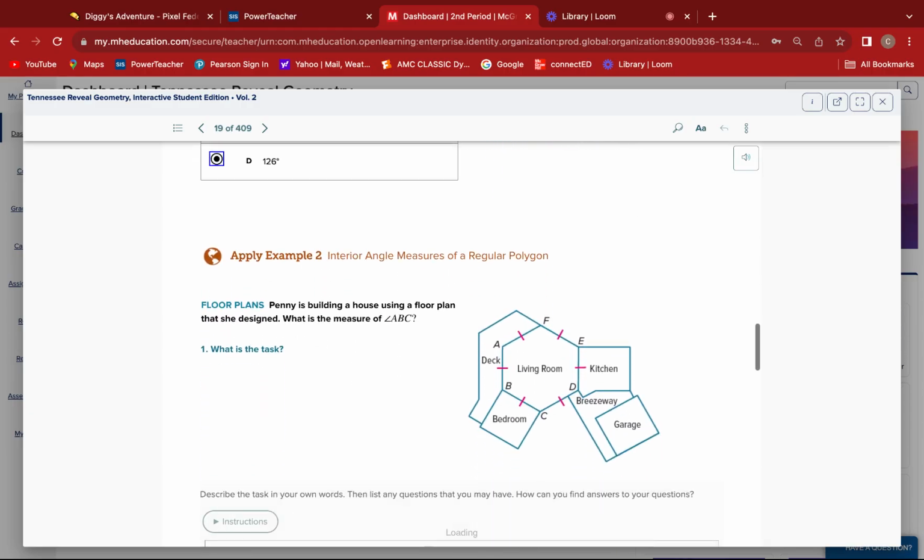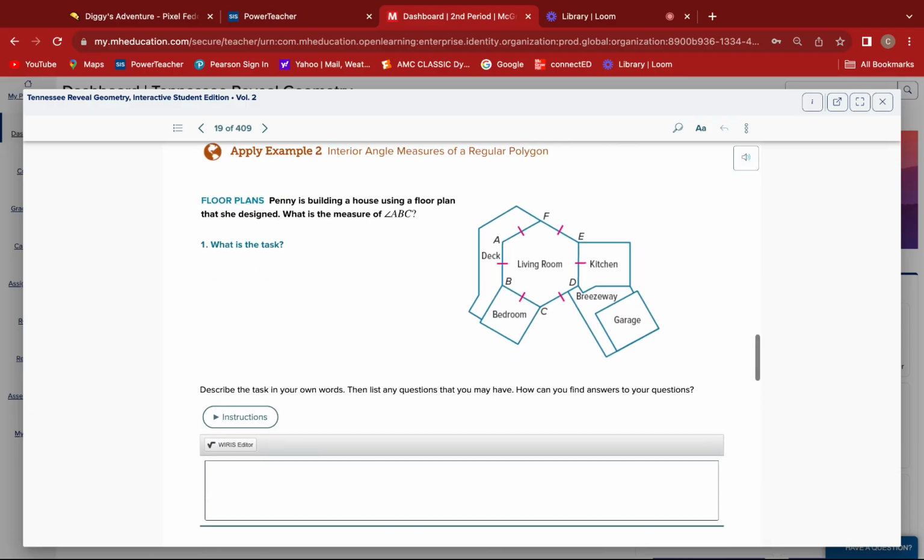All right, example number 2. At the bottom of page 406, let's see what we got here. Penny is building a house using a floor plan that she designed. What is the measure of angle ABC? Well, remember, B is the letter in the middle, so that's your vertex. A, B, C. So this angle right here.